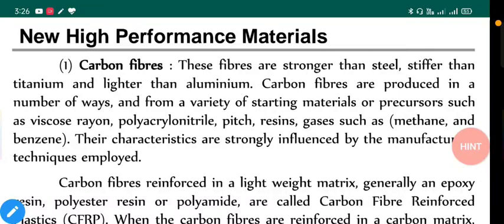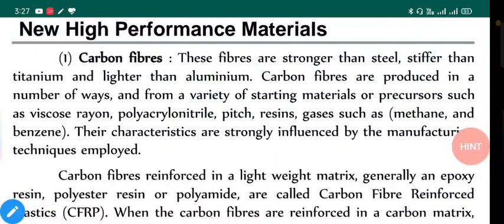And now let's move towards the last point of this competitive topic, the new high performance materials. So first is carbon fiber. These fibers are stronger than steel, stiffer than titanium, and lighter than aluminium. Carbon fibers are produced in a number of ways and from a variety of starting materials or precursors, such as viscose rayon, polyacrylonitrile, pitch, resin, and gases such as methane and benzene. Their characteristics are strongly influenced by the manufacturing technique employed.